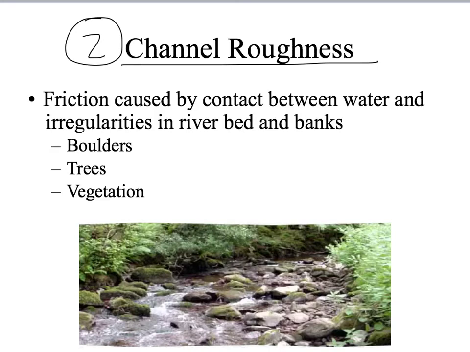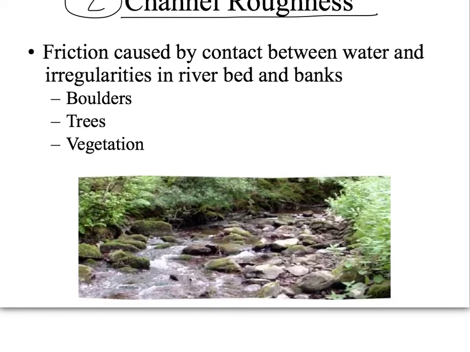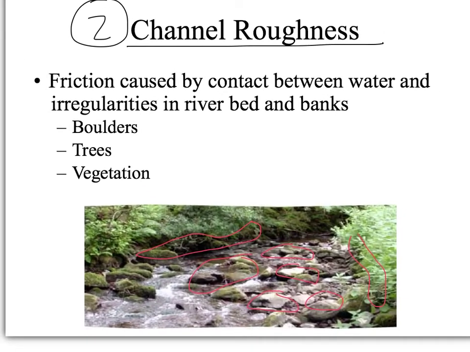So these irregularities might be, as illustrated in this photo down here, to do with boulders. We can see in this channel, this is a pretty rough channel. There's lots of boulders and bed load, which is going to cause turbulence and friction. There is also some vegetation on the banks that's going to cause increased friction. And so this channel that we see in the photo is a particularly rough channel. But obviously the rougher the channel, the greater the friction tends to be, and so therefore the greater the amount of energy lost.